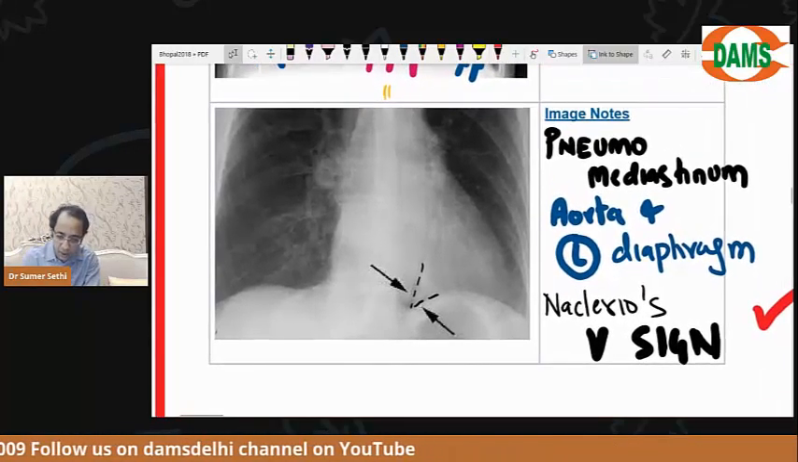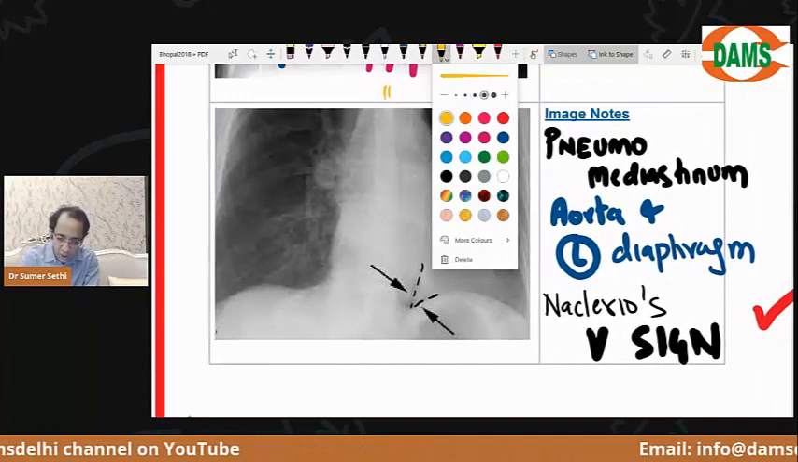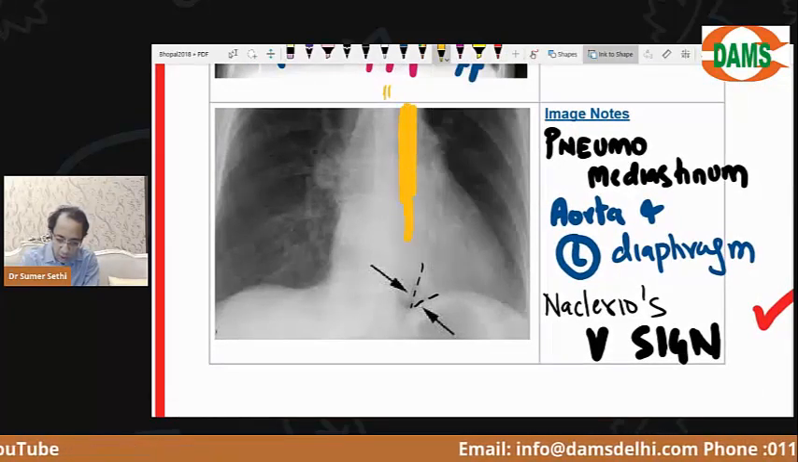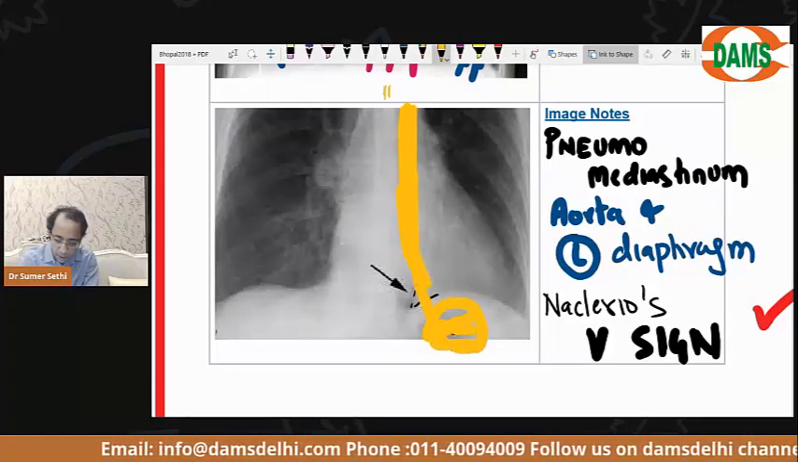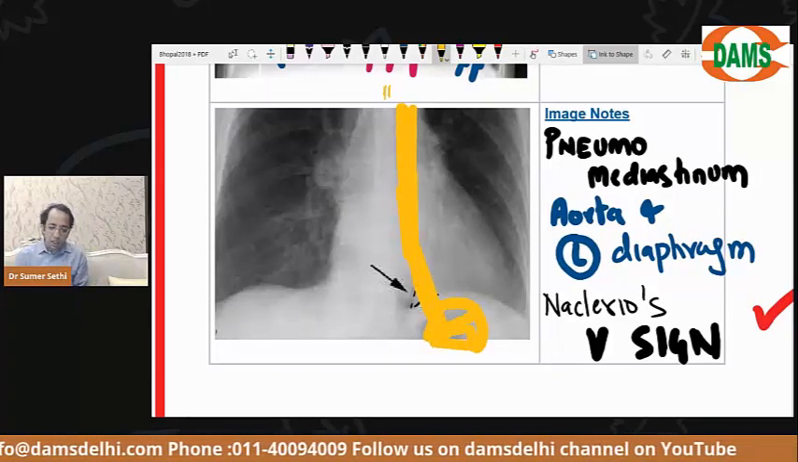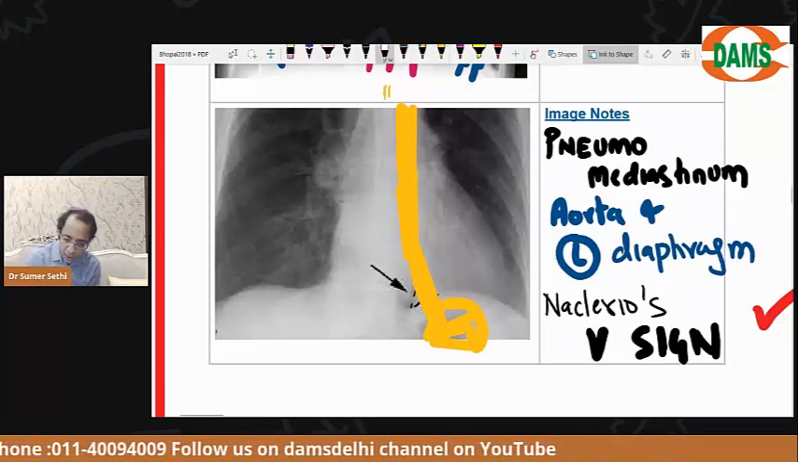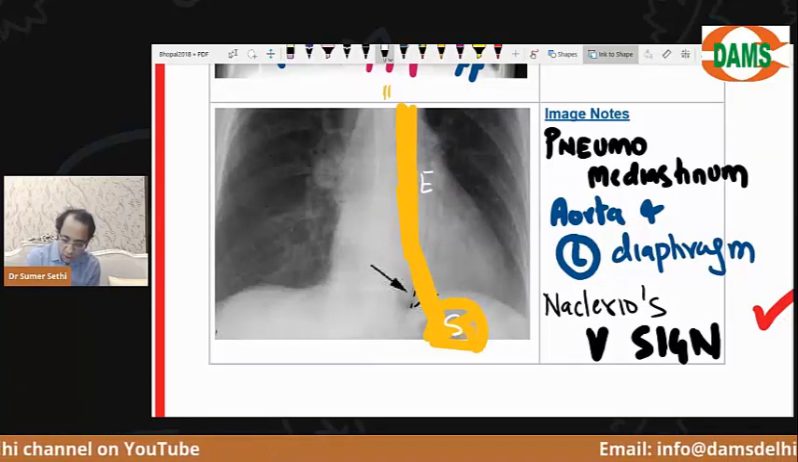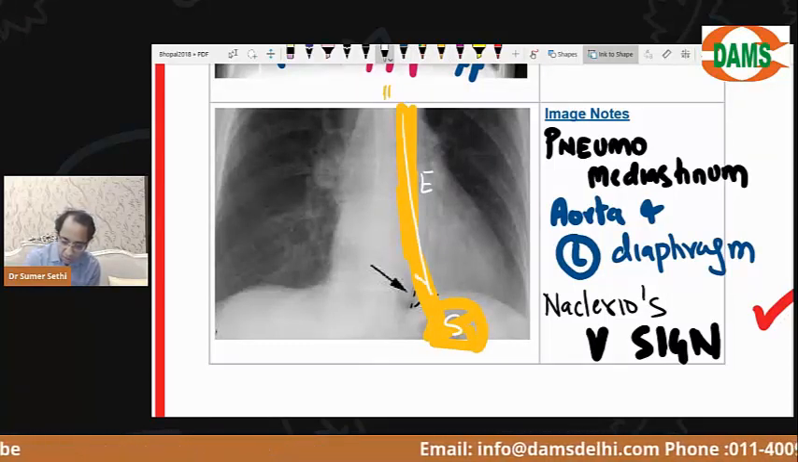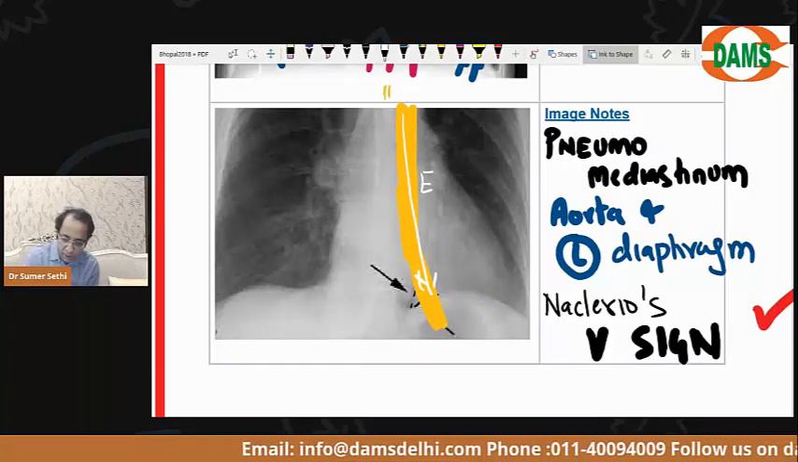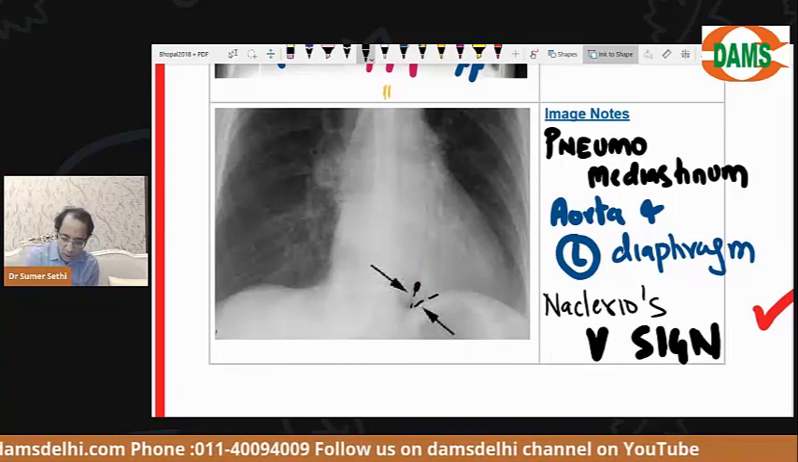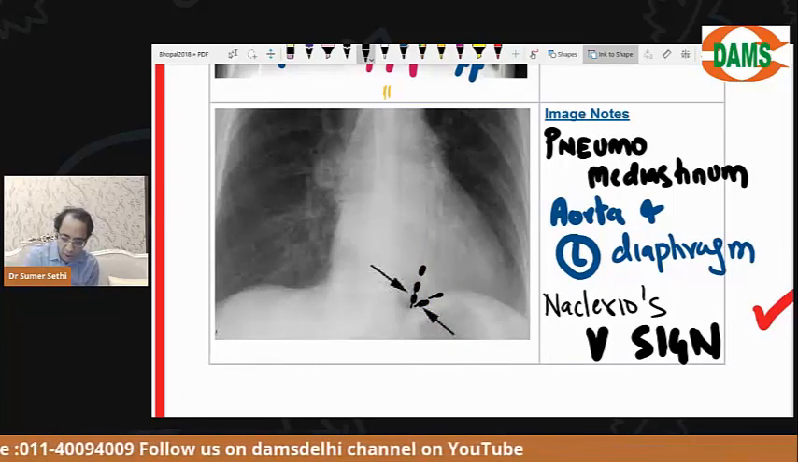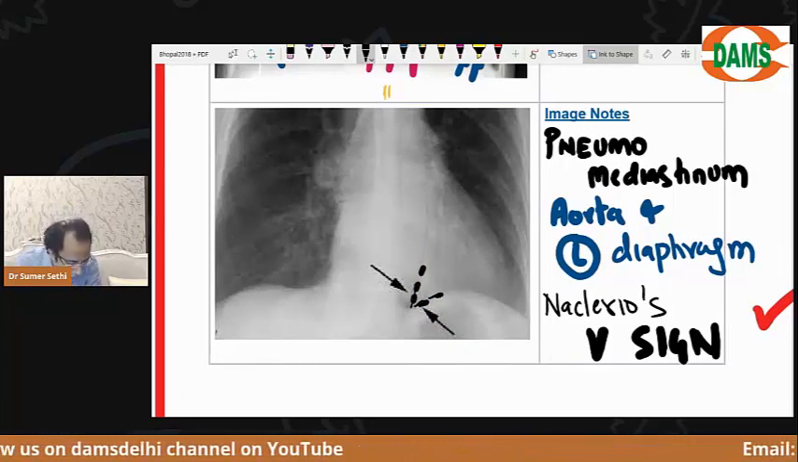Okay, everybody understands? So initially I was trying to show you where the esophagus is. This is where you have the esophagus, and this is where you have the stomach. So now do you understand why the Naclerio V sign is seen on the left side? Because the esophagus is towards the left side. If the lower end perforates, you develop the Naclerio V sign. It is seen between the aorta and the left diaphragm, not on the right side.